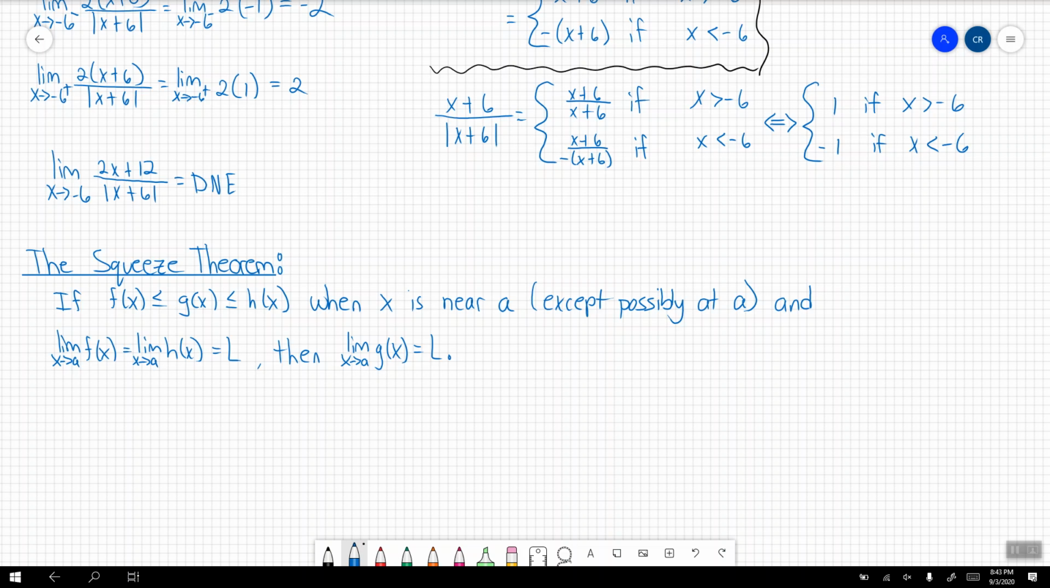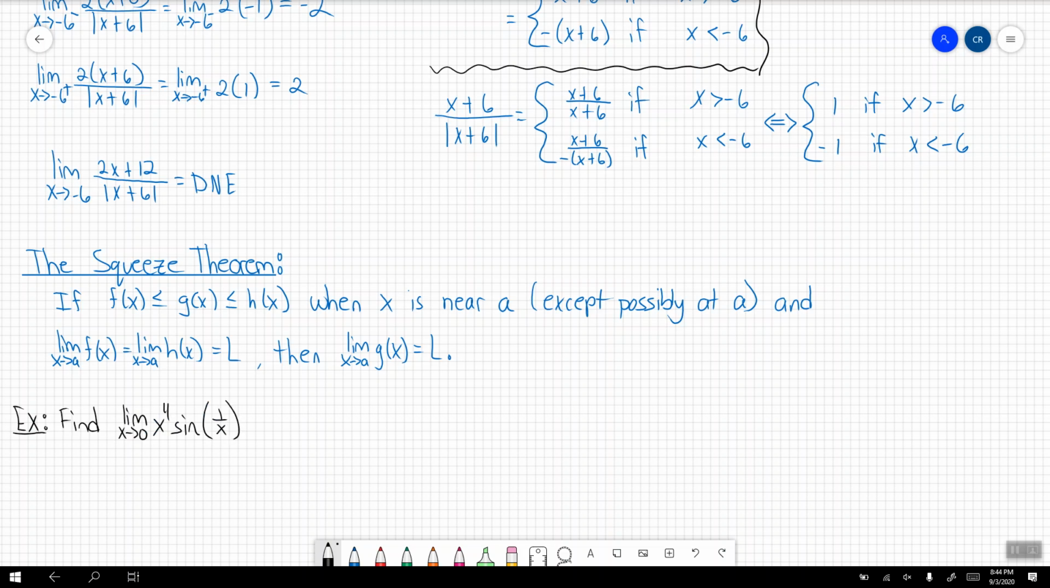To illustrate this, I'm going to use an example. This example is that we need to find the limit as x is approaching 0 of x to the fourth multiplied by sine of 1 over x.